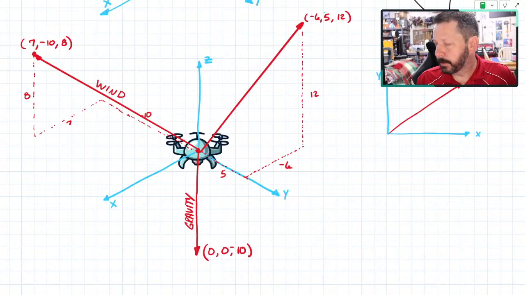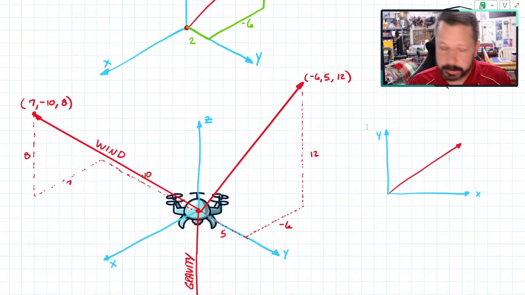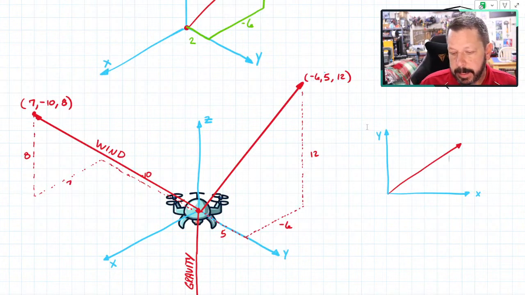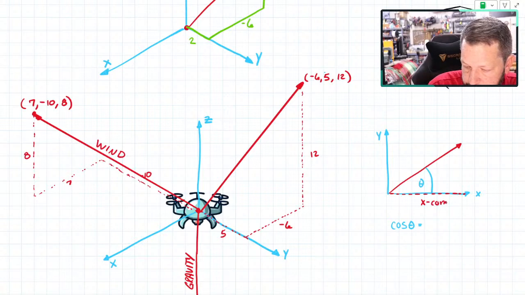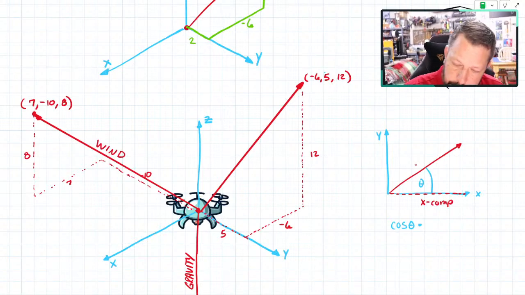There's a force vector. Oh, it's under my head. There we go. There's a force vector, and it has an angle that it makes, we'll call it theta, with the x-axis, and that angle, if we did the cosine of theta, it would equal the x component over the hypotenuse, which is just the magnitude of the vector.